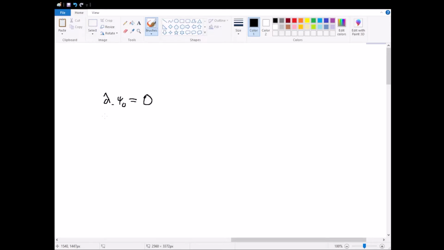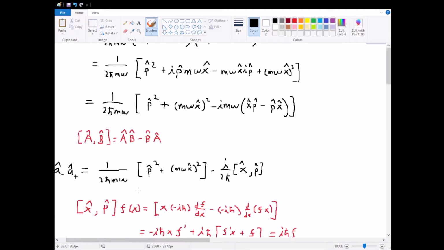We then write this out fully, because we already have the formula for a hat minus, and we write this out as 1 over the square root of 2 h bar m omega, which we defined earlier, multiplied by h bar times d by dx plus m omega x, times psi naught equals 0. And let me just make sure that my definition is correct.